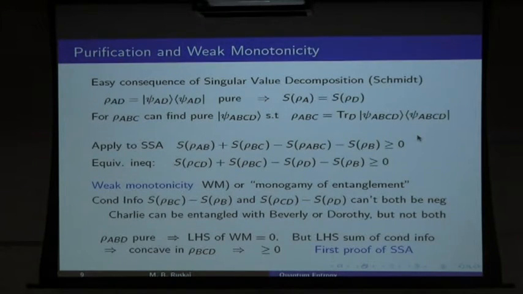Okay. Now, if you look at this quantity here, you see that, again, if rho BCD happens to be pure, then these 2 terms will be equal, and these 2 terms will be equal. So you'll get equality here on the left-hand side, but the left-hand side is a sum of conditional informations, and these, if they're concave in rho BCD, then the sum is a concave function, and the sum has to be bigger than 0, and that was really the basis for the first proof.